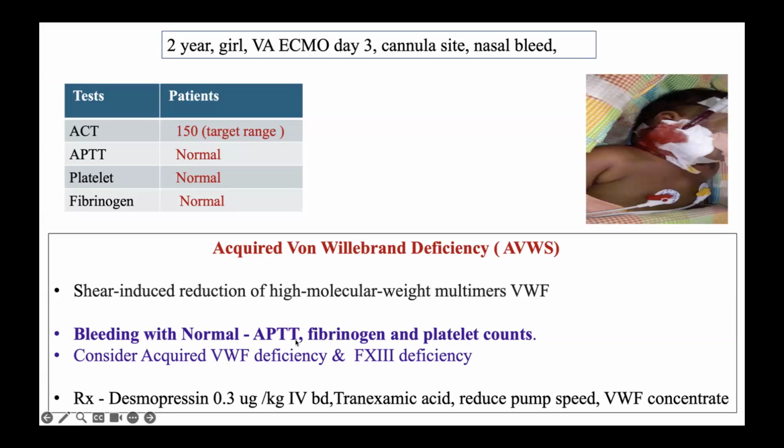So bleeding with normal APTT, fibrinogen, and platelet counts, consider this deficiency. Even factor 13 deficiency, which is consumed, there is deficiency of this coagulation factor as well, but then the tests could all be normal. So how do you treat it? Reduce the pump speed. Don't target high numbers. You don't need very high blood pressures. You don't need very high saturations. We don't have von Willebrand factor concentrate, so desmopressin can be tried, or tranexamic acid.